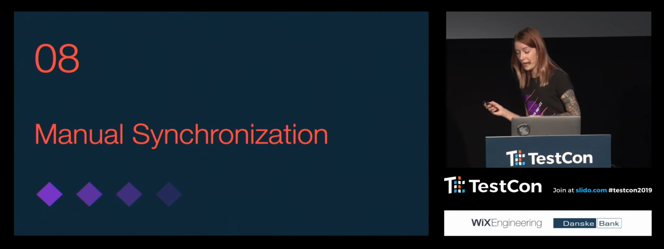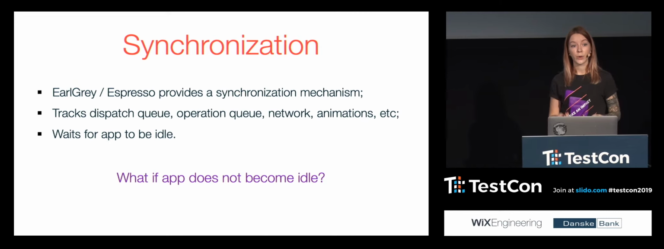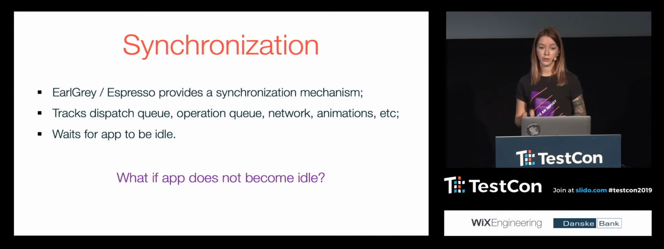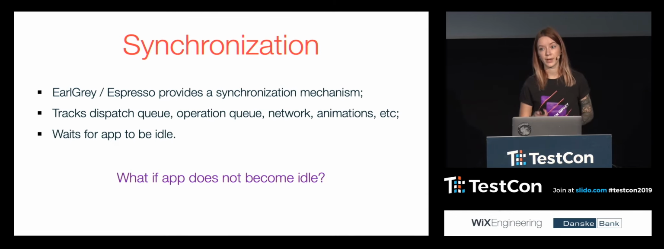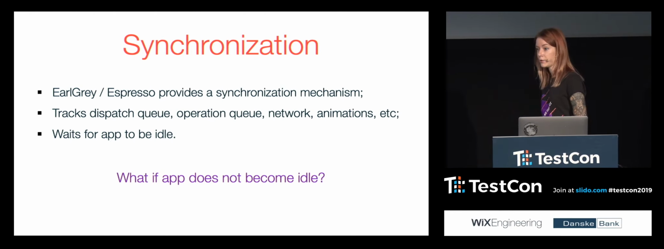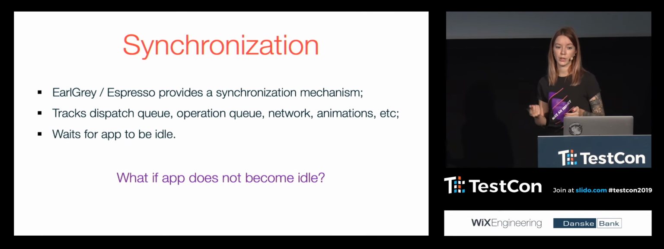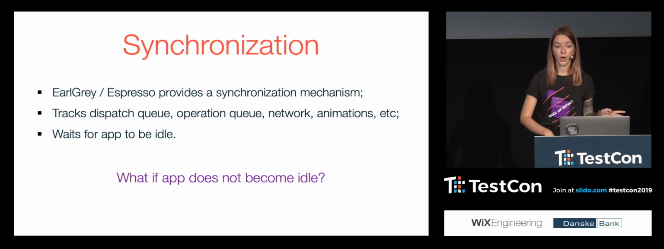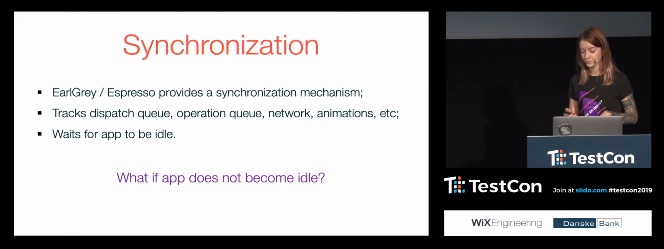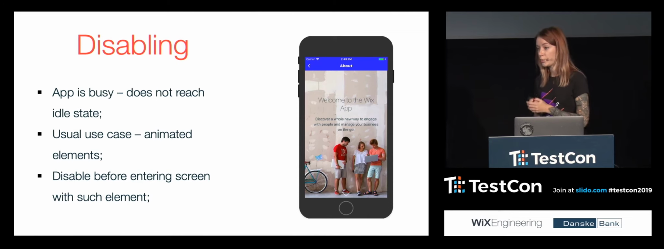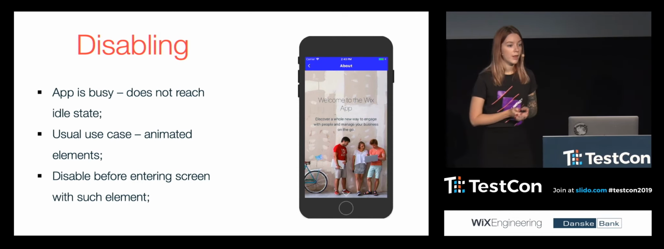Let's talk about manual synchronization now. So Earl Grey for iOS and Espresso for Android are frameworks that provide synchronization mechanism used by Detox. They wait automatically for app to be idle by tracking main dispatch queue, main operation queue, network, animations, and so on. But what happens if application does not become idle? So we can disable synchronization in that case.